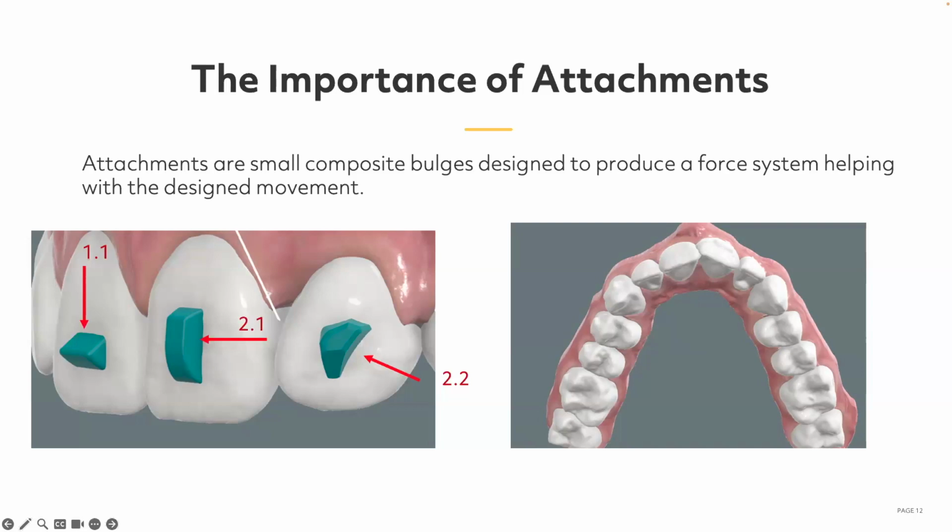And then we have the 1.1 attachment. It's an extrusion-intrusion attachment. For this type of movement, like extrusion, there is no way we can make extrusion without an attachment. You can see the arrow on 1.1. The extrusion force is vertical. And the anatomy of the tooth doesn't allow us to pass this force without an attachment. So if you have extrusion, you will need an attachment for sure if you want to achieve the correct movement.